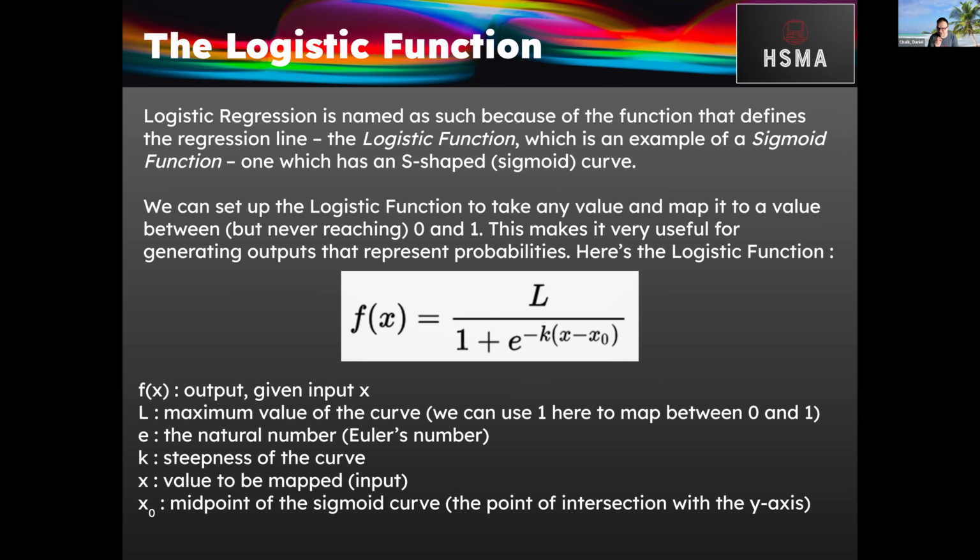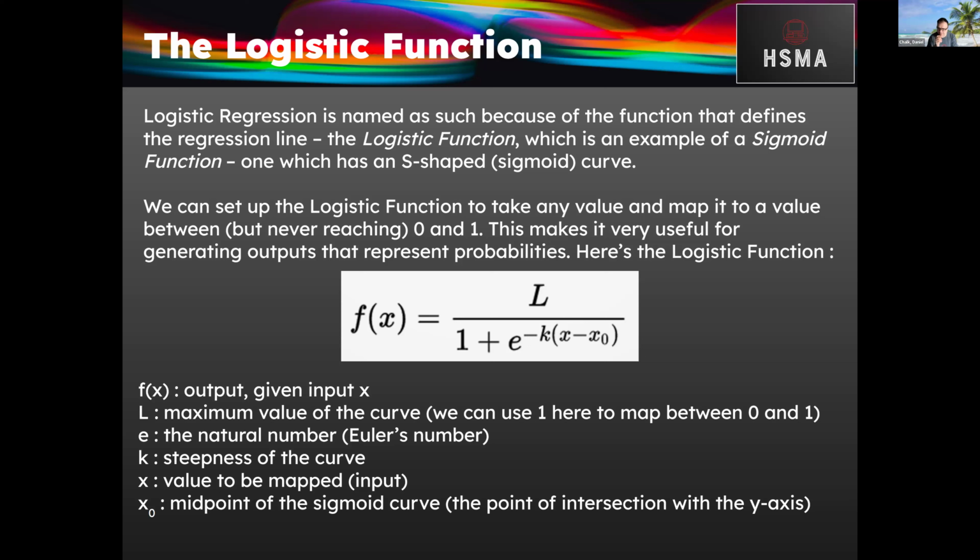The logistic function is an example of something known as a sigmoid function, which, for those of you who don't know, is basically just a curve that's shaped like an S. And you'll see an example in a moment. You've probably seen them lots. That's one that has a sigmoid S-shaped curve. And that's basically what we mean by a sigmoid function.